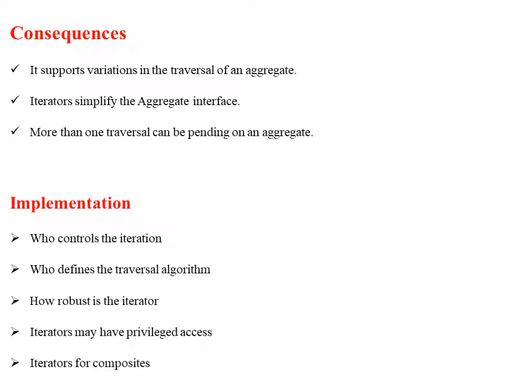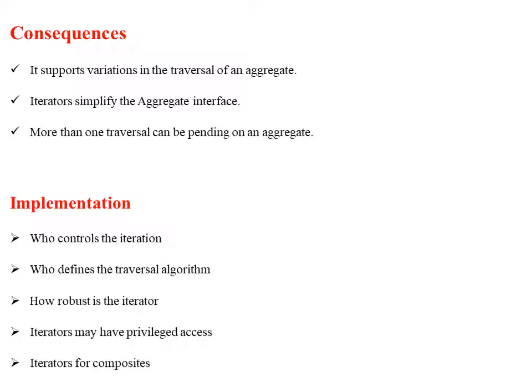External iteration means the client controls the iteration. When the iterator class itself controls the iteration, it is known as internal iteration. By using these two iteration classes, one external and another internal, this pattern is implemented. Next one: who defines the traversal algorithm?